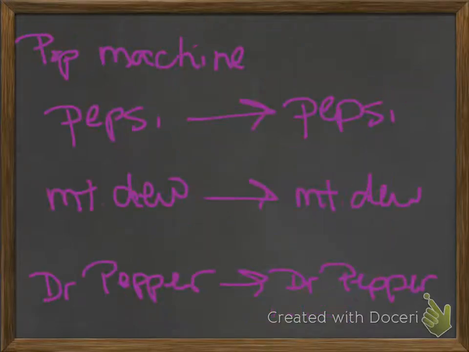Think of it as like a pop machine. If you go to the pop machine, you pick the Pepsi button, you're going to get a Pepsi. If you hit the Mountain Dew button, you're going to get a Mountain Dew. If you hit the Dr. Pepper button, you're going to get a Dr. Pepper. So this is a function. It works. You know what you're getting.